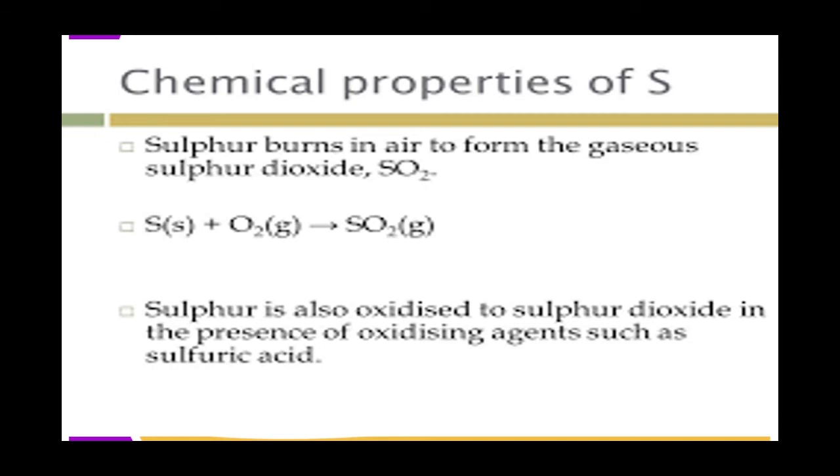Hydrogen combines with sulfur to form hydrogen sulfide. Hydrogen sulfide smells like rotten eggs. That's why we prepare that gas in a fume chamber. And on oxidation, sulfur is easily oxidized by both concentrated nitric acid and sulfuric acids. When warmed with concentrated nitric acid, sulfur is oxidized to sulfur 6 acid. The nitric acid is reduced to red-brown nitrogen 4 oxide and water.